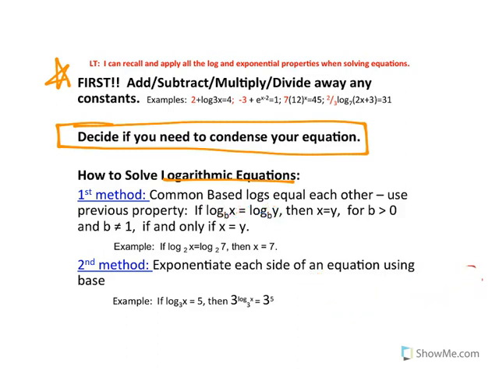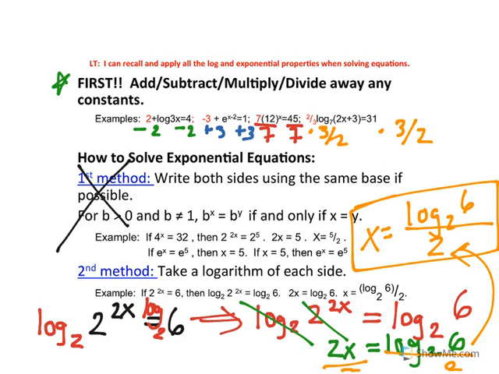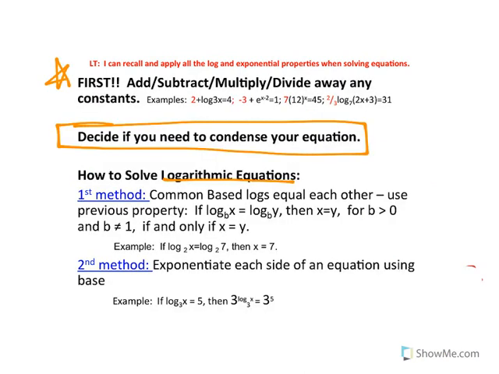Your second method follows the pattern of your exponential equations. Let me back up to that. Look at your second method when solving exponentials. Okay. Your second method is, if I have an exponential, then I'm going to do the inverse on both sides by taking the log. Well, apply that thinking to a logarithmic equation.